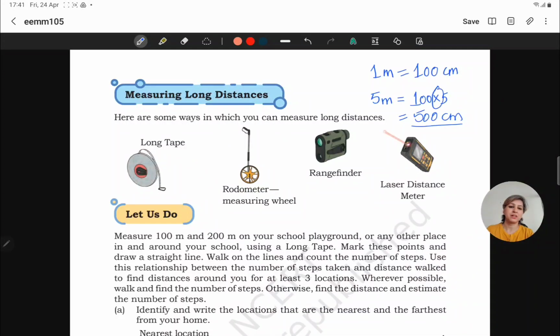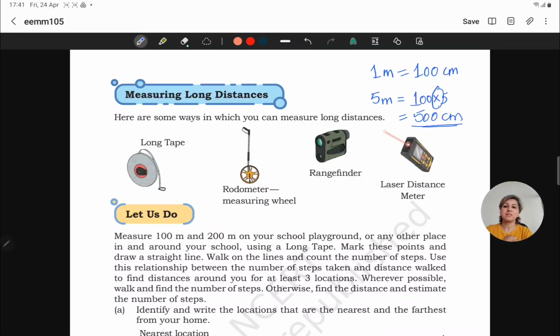We multiplied it by the number. So that was from bigger unit to smaller unit. Bigger unit is meter, smaller unit is centimeter. So to convert from a bigger unit to a smaller unit, we did multiplication.